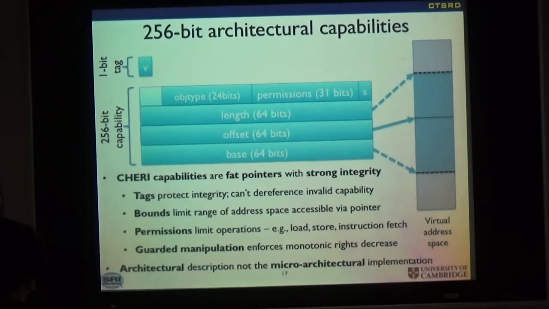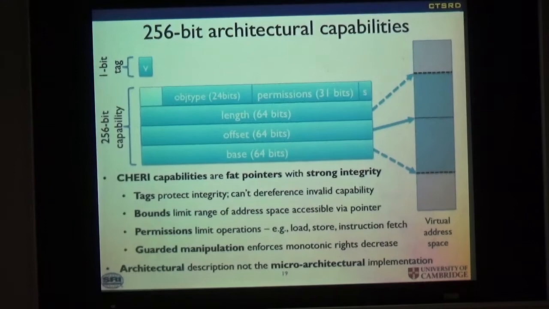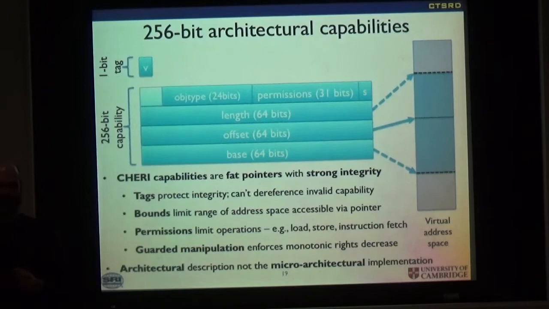So it's important to note that this is the architectural description. This is essentially how it looks in 256 bits. Microarchitecturally, it could be anything, and we have made it a principle that you shouldn't care how the bits look. When you start to look at compressed capabilities, our 128-bit capabilities, you have to think a little bit about the implications of compression, which reduce the granularity of the regions you can address. But you don't have to worry about exactly how they're written down on this or in memory.